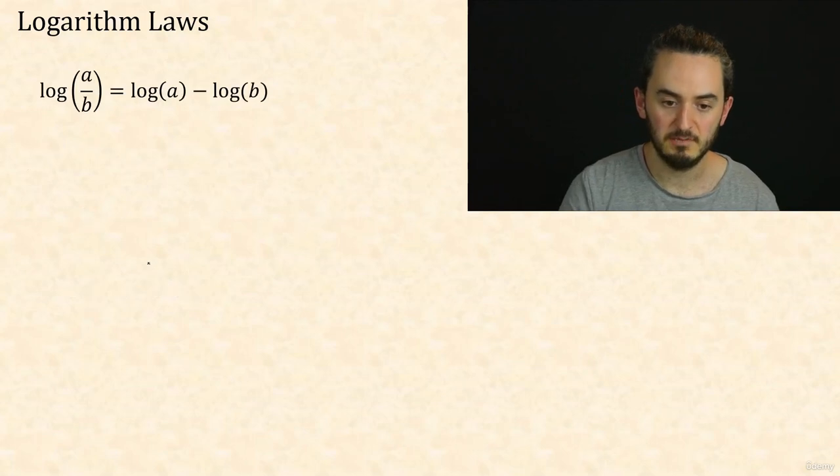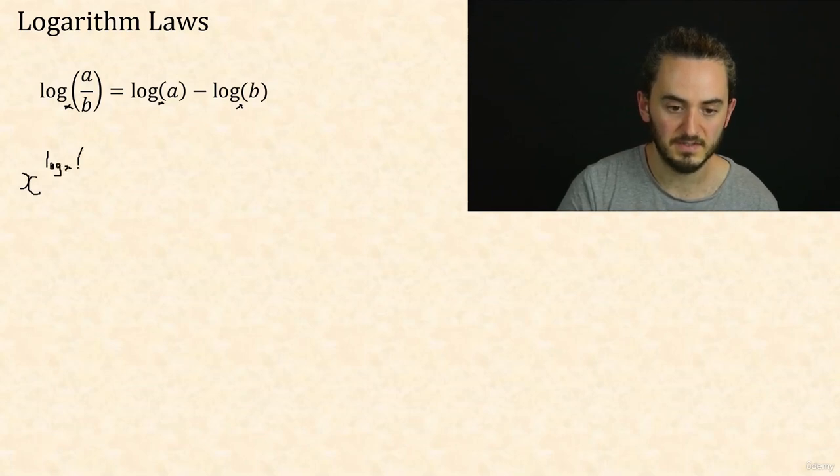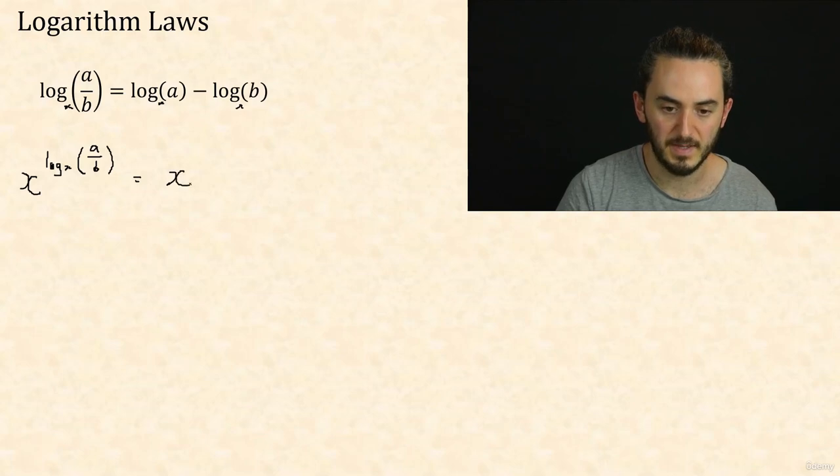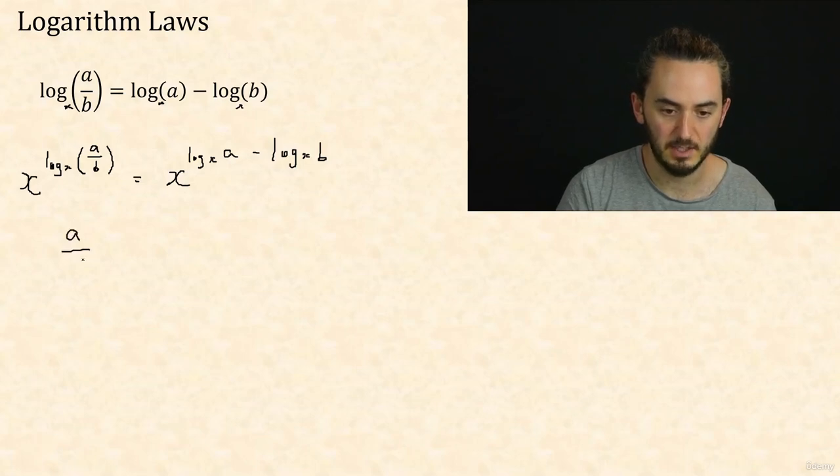Okay, similar idea, or exactly the same really for this one. Again, I'll use a base of x just to show that it could be any base. If I do x to the power of both sides, I get x to the power of log base x of a over b equals x to the power of the entire right-hand side, log base x of a minus log base x of b. So let's see if this works. Well, your x and your log base x just cancel, and I'm left with a over b.